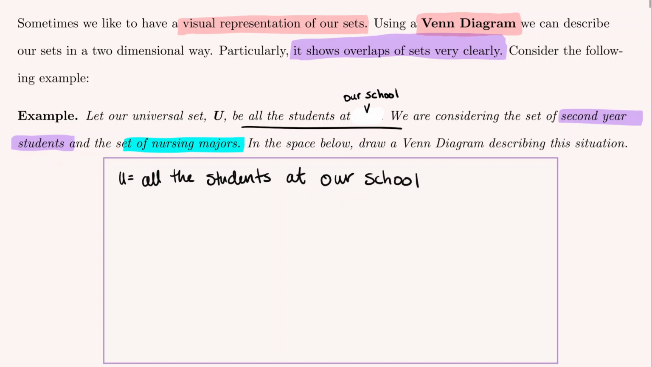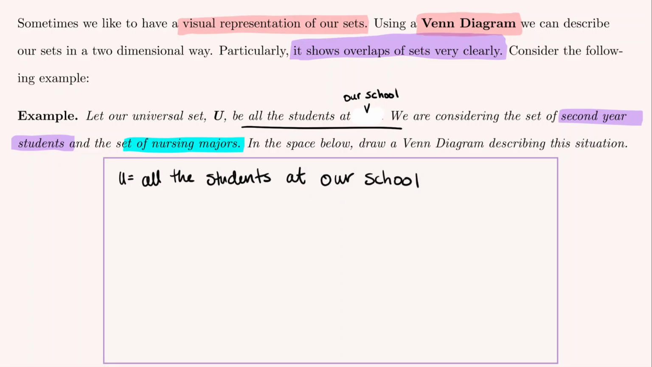So these are already students at our school, so they belong to the universal set. However, they fit an additional category, and we want to think about how we will represent that. So the first thing that you think about in terms of Venn diagrams when you're given subsets is you want to ask yourself the question, will these subsets overlap?